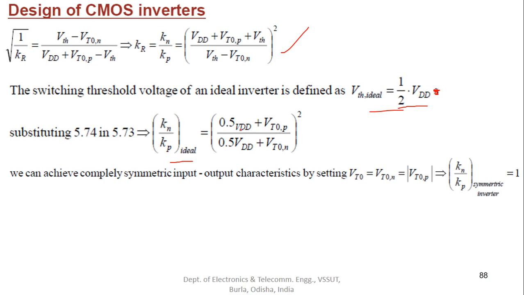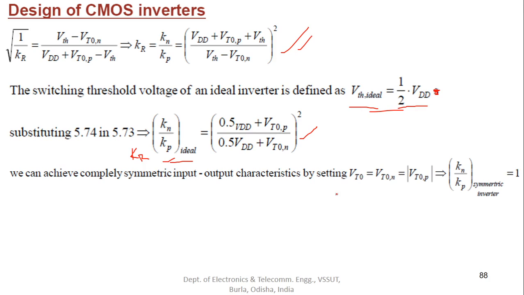That will come out to be around 0.5 VDD plus VT naught P by 0.5 VDD plus VT naught N whole square. Okay, this equation will come for the Kr. This is nothing but Kr for an ideal inverter. Okay, so putting up the condition for an ideal inverter in this equation, we will get the equation for Kr for an ideal inverter case.